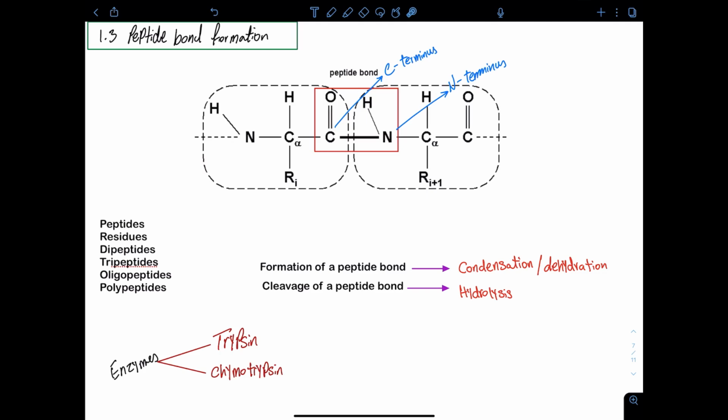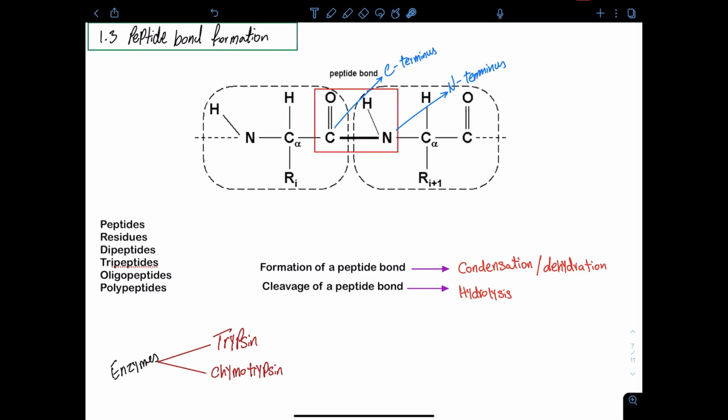Residues are basically just amino acids. You might hear residues, amino acids, or even amino acid residues. They just mean the same thing. And then we have dipeptides and tripeptides, which are made out of 2 and 3 amino acids.